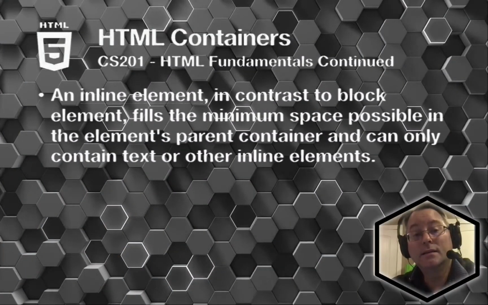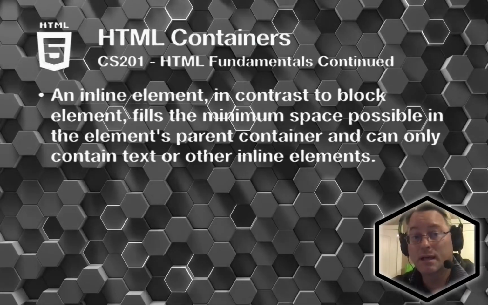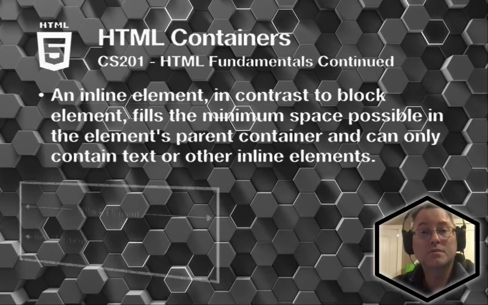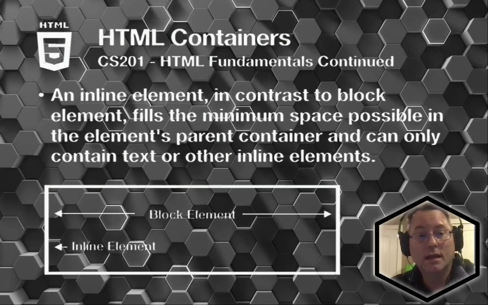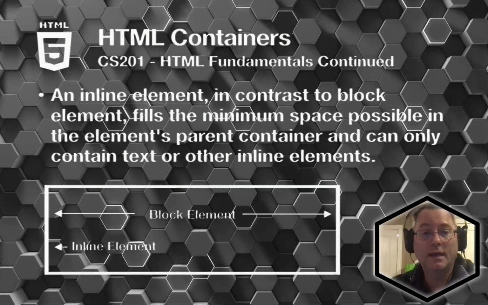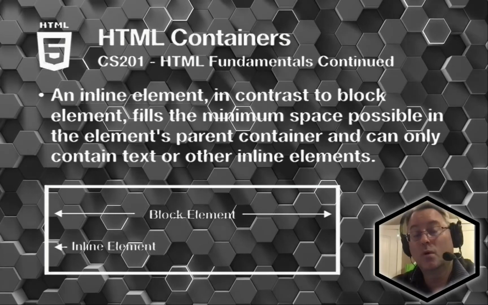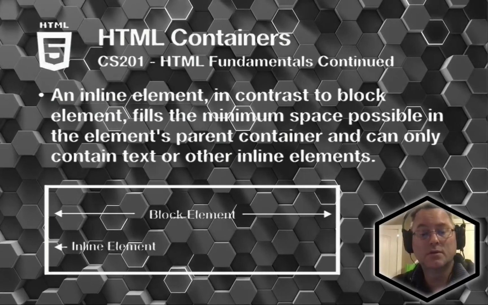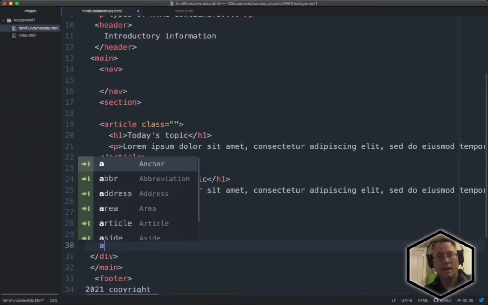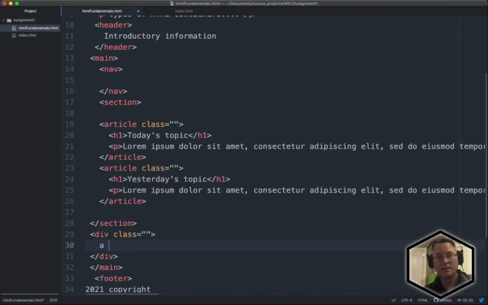An inline element, in contrast to a block element, fills the minimum space possible in the element's parent container and can only contain text or other inline elements. For example, the anchor tag element is an inline element that creates a hyperlink container as big as the link's internal content. A hyperlink does not fill the width or height of the link's parent paragraph.